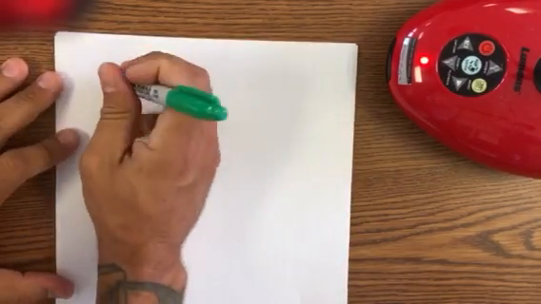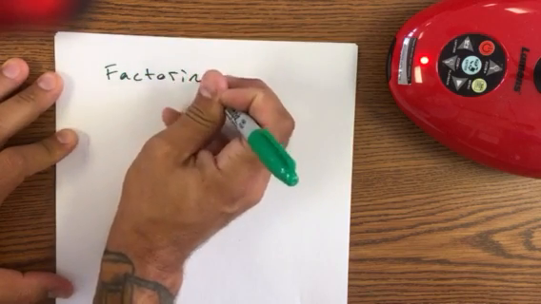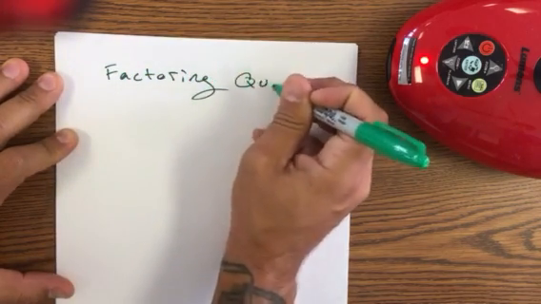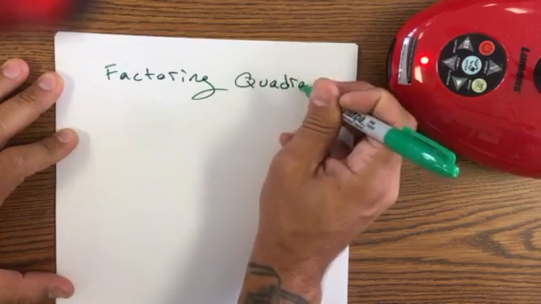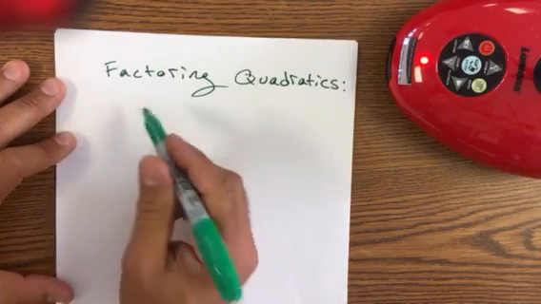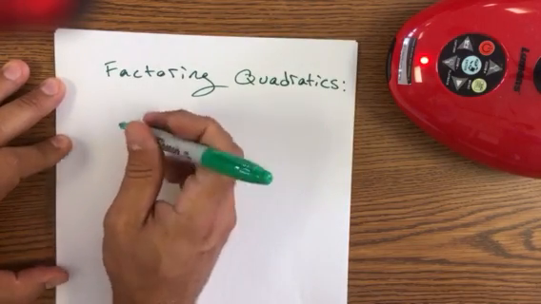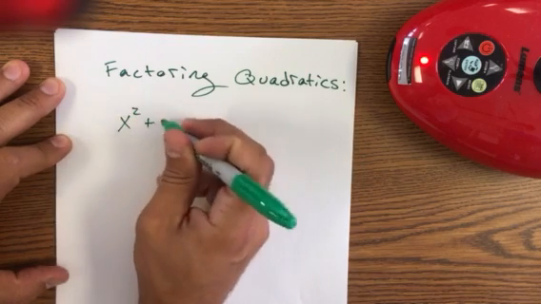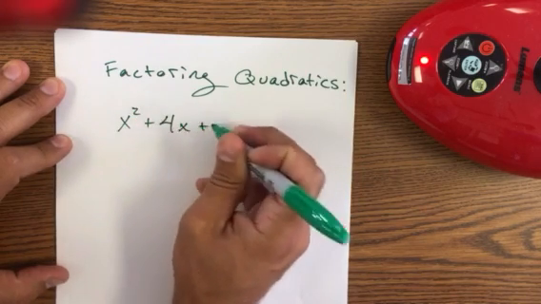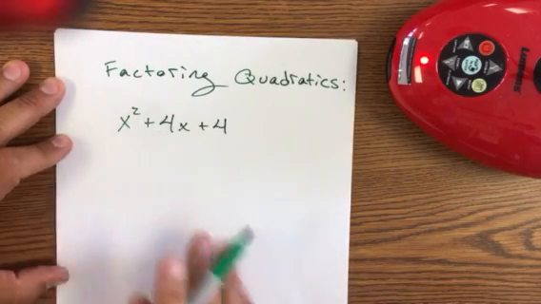All right, I'm going to show you how to factor a couple different ways. So we're going to be dealing with factoring quadratics. Factoring quadratics, anything that's got to the power of 2 and that's the highest exponent is a quadratic. So something that looks like this is a quadratic. The highest exponent is the power of 2.